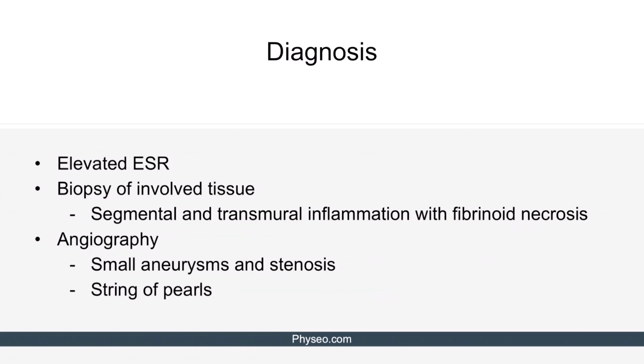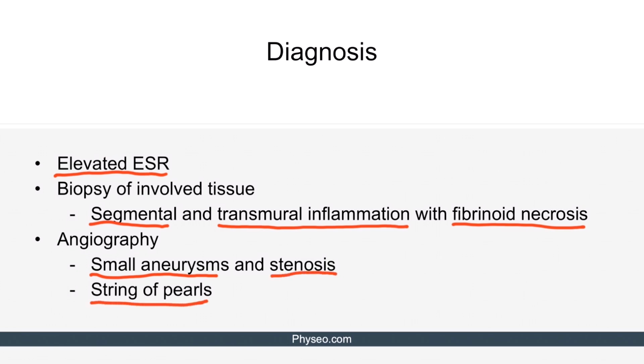So let's talk about the diagnosis of polyarteritis nodosa. Laboratory findings include an elevated ESR, and a biopsy is frequently used in diagnosing this condition. Findings show segmental and transmural inflammation with fibrinoid necrosis. Angiography reveals small aneurysms and stenosis. And a diagnostic feature called string of pearls is a term often used to describe the multiple small aneurysms that appear as beads on a string. So you're thinking about their vasculature, and you see these beads on a string appearance, and that really is just a series of aneurysms. Let me show you what this looks like with angiography using the next slide.